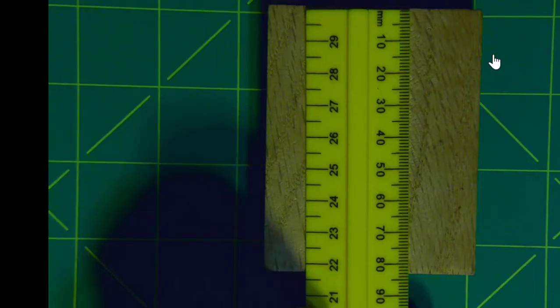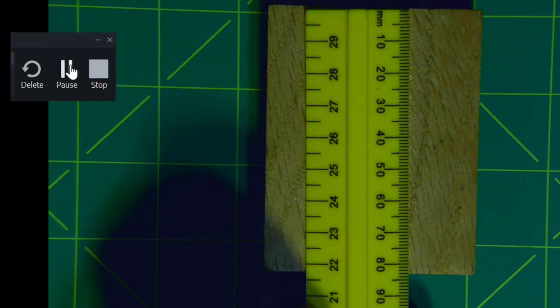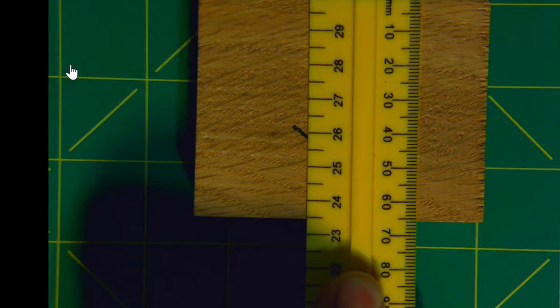So here is the first measurement. This is a measure of the length of the block. So go ahead and write that one down. Here is the second measurement. This is the measure of the width of the block. And this is the final measurement. This is the measure of the height of the block.